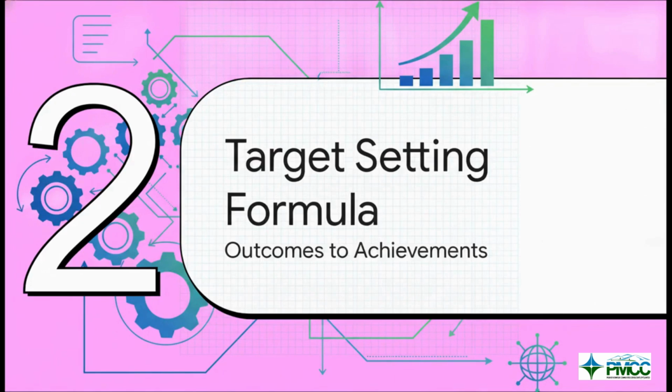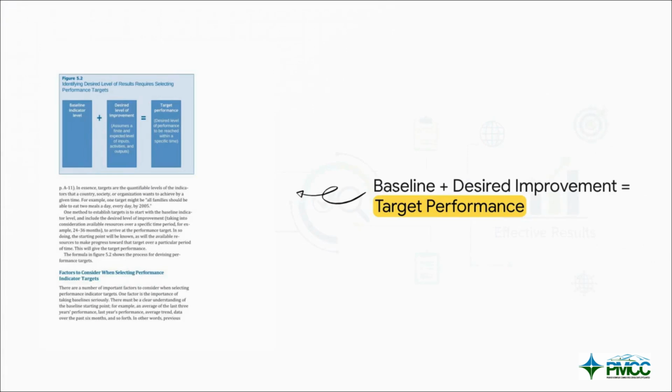Moving on to Section 2, the target setting formula, translating outcomes into achievements. So how do we actually calculate these targets? Well, the formula is super straightforward, but honestly, it is incredibly powerful. You just take your baseline indicator level, which is your known starting point, and you add your desired improvement. Now, keep in mind, this desired improvement assumes you have a finite expected level of inputs and resources. When you combine those two, boom, you get your target performance.